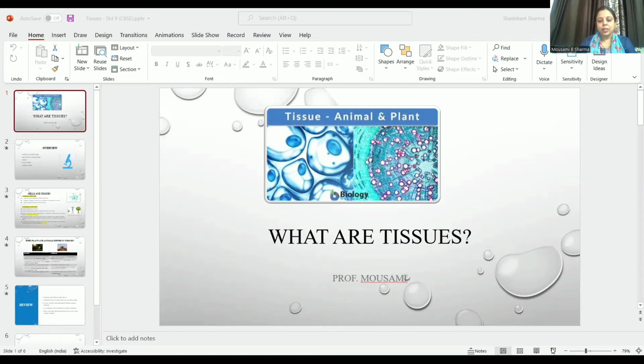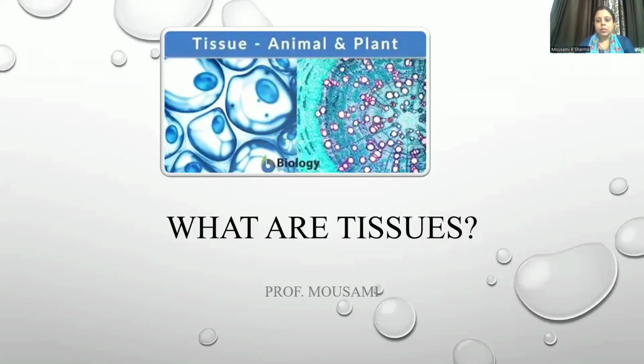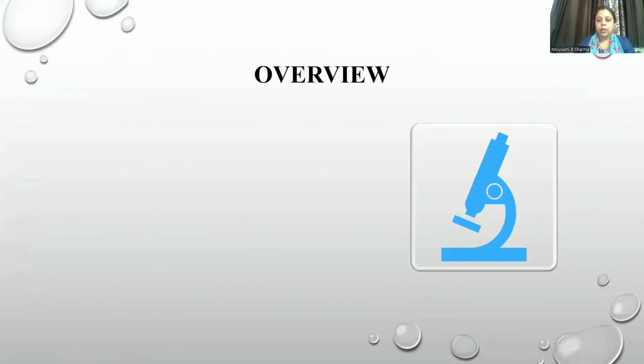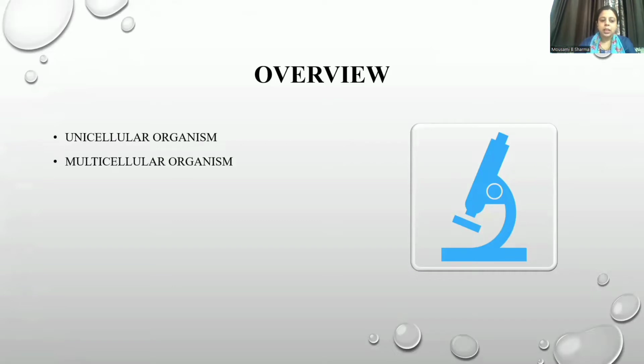Tissues and their types. So let's start. First of all, I would like to tell you about the topics which we are going to cover in this lecture. First topic will be unicellular organism. Second topic is multicellular organism. Third is what is tissue. And last, what is the difference between plant tissue and animal tissue.